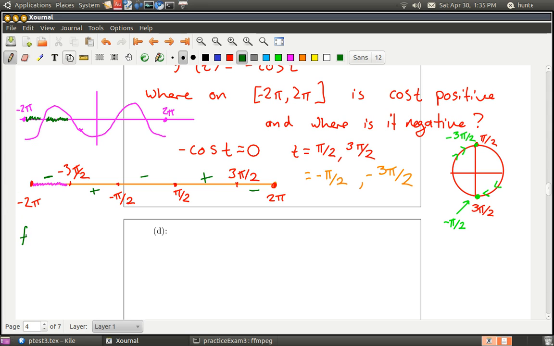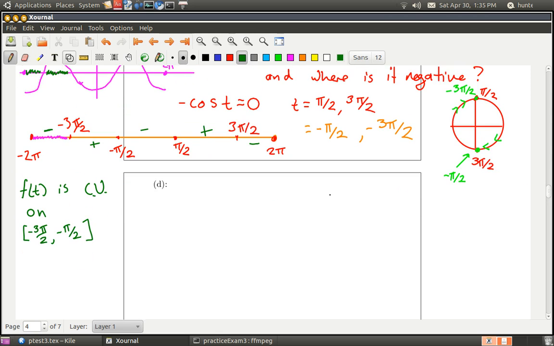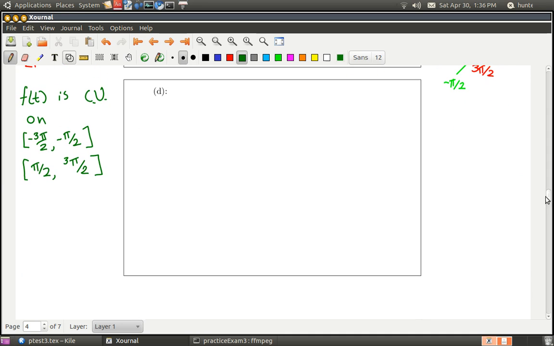Okay, so f of t is concave up on the intervals where the second derivative is positive. So negative 3 pi over 2 to negative pi over 2 is one of them. And then the other one, for the second plus sign, is pi over 2 to 3 pi over 2. Okay, alright. And so we also know that on the other places it's going to be concave down.